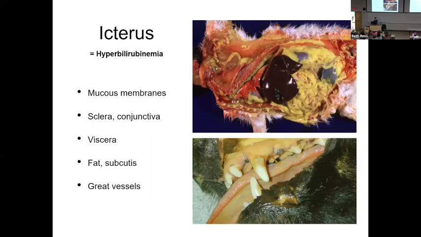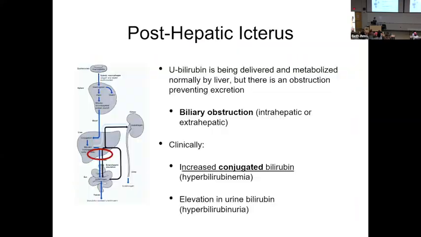By definition, icterus, jaundice, this presentation means you have too much bilirubin in the blood. Hyper, too much bilirubin, emia of the blood, uria of the urine, so hyperbilirubinuria versus hyperbilirubinemia. That makes sense?